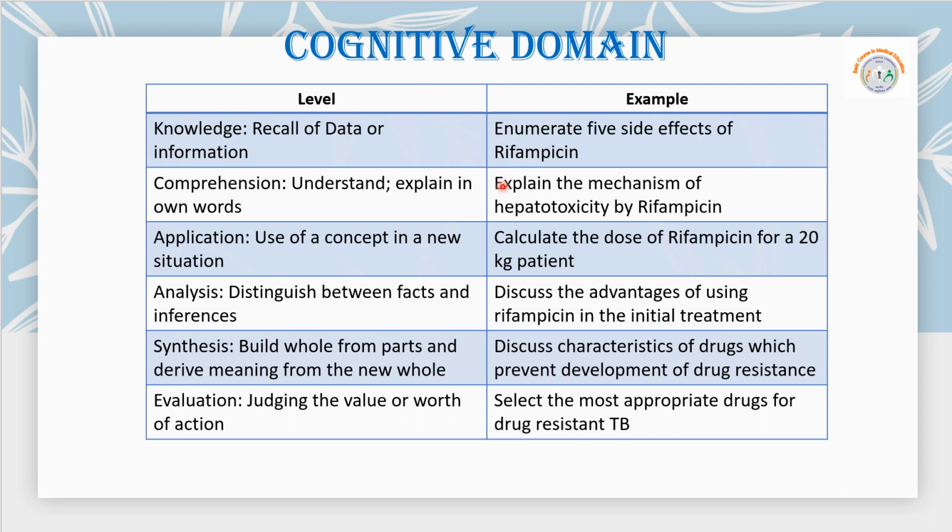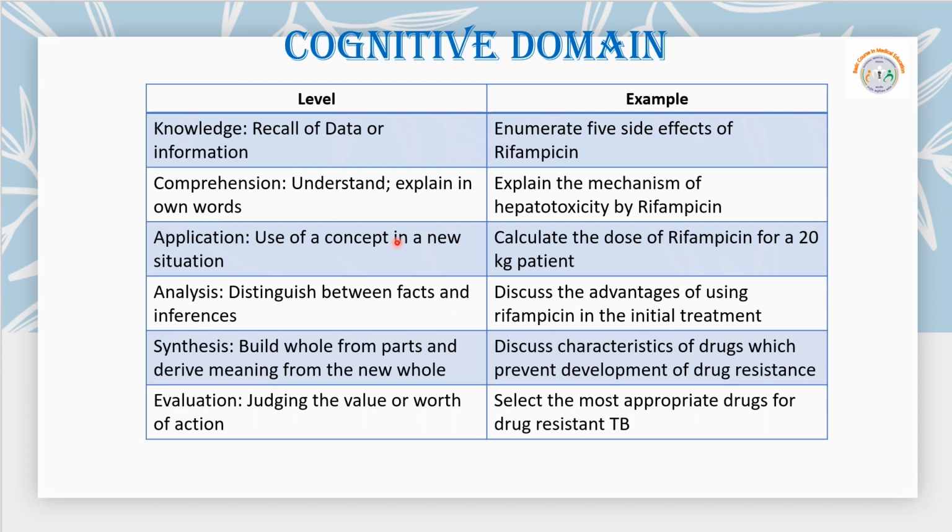So we are starting from the cognitive domain. First, for example, I am discussing the treatment of TB with rifampicin. Suppose I am talking about the knowledge domain, where we consider the recall of data or information. The example will be: enumerate the 5 side effects of rifampicin. Just naming the side effects of rifampicin, this kind of knowledge is recall. Then if I ask the student to explain the mechanism of hepatotoxicity of rifampicin, then I am talking about comprehension. It is a bit higher level where we expect the understanding and explanation of the student in his own words.